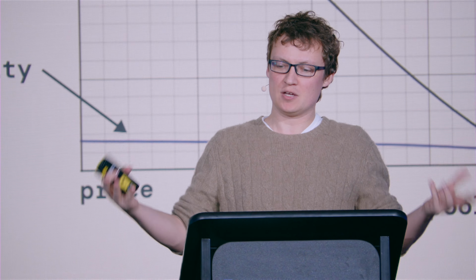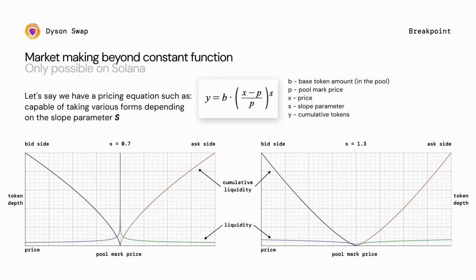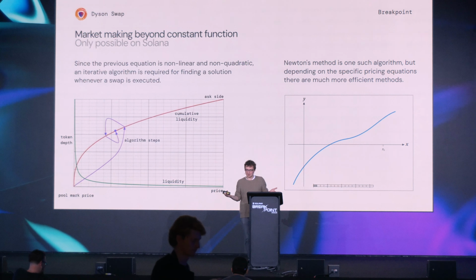All right, so what might a next-gen AMM market maker look like? Well, here's one option. It's a power function. It has this parameter S. And by changing this one parameter, you can affect the concentration of liquidity near the mark price. So you might want to change this parameter depending on the tokens in the pool or the market conditions. So it's pretty versatile. The only problem is it's complicated to compute.